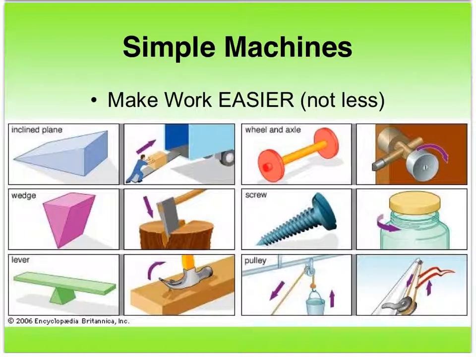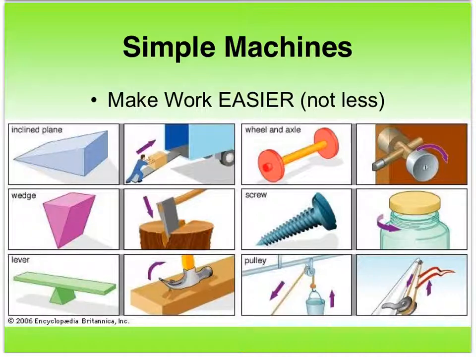There are 6 types of simple machines. There's the inclined plane, which is your basic ramp, like moving something onto a truck. There's a wedge, which is used to split wood. A knife is a wedge. A nail is a form of a wedge. A doorstop is a wedge. There's a lever that's used to elevate things or pull things, like a hammer's claw.